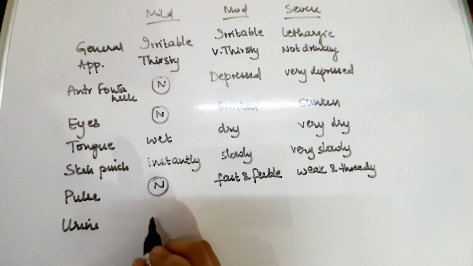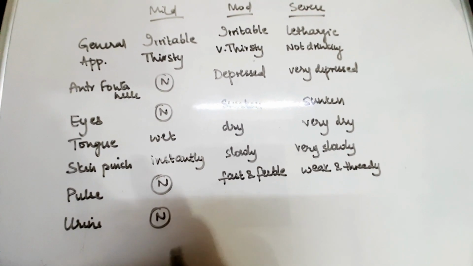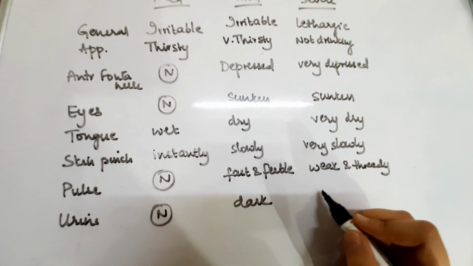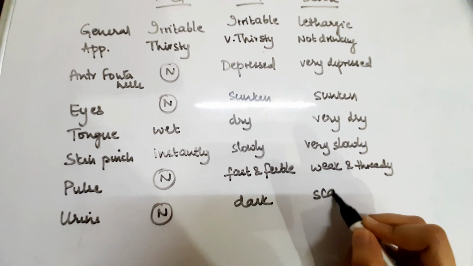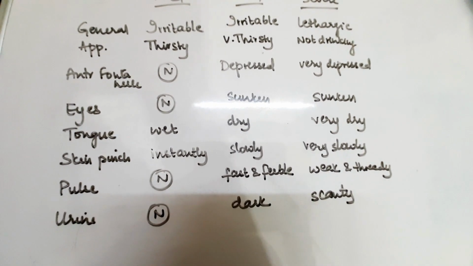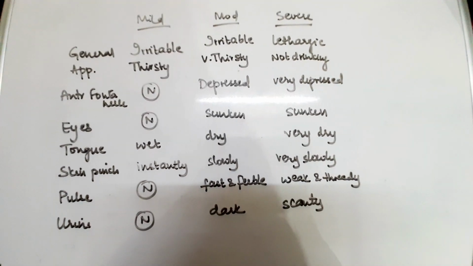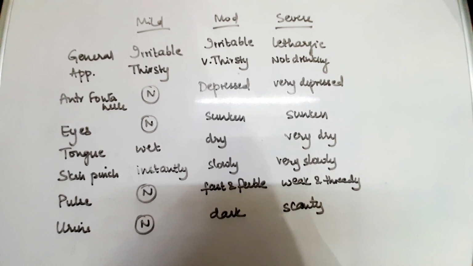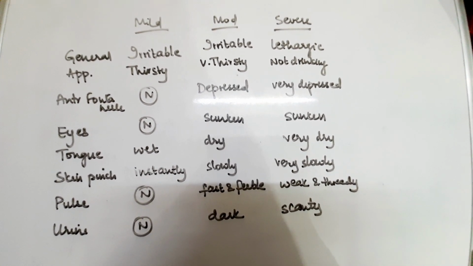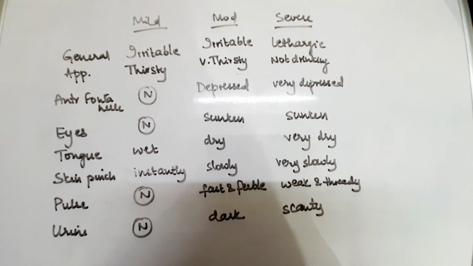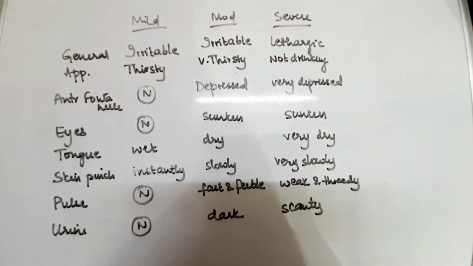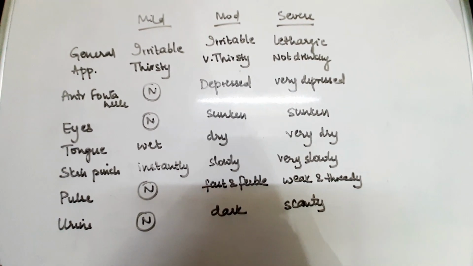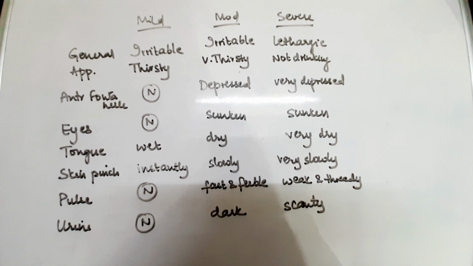The urine output in mild dehydration will again be more or less normal, whereas in moderate dehydration, the urine will be very dark in color. In severe dehydration, there is scanty urine. So, if you summarize all of these grades, in mild dehydration, the child will be more or less normal. He will be a little irritable and thirsty, but most features like the fontanelles, the eyes, the tongue, pulse, and urine are normal, and skin pinch will go back instantly.